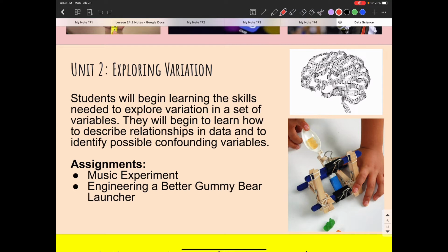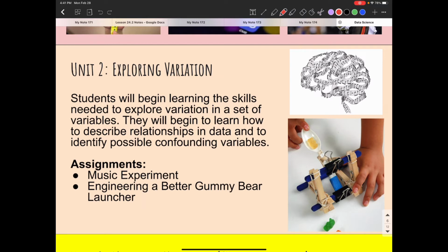Another thing we're going to be doing in the class is engineering a better gummy bear launcher. So in this study, we're going to integrate science and engineering with data science as students start with a basic popsicle stick and rubber band gummy bear launcher and collect data on the effectiveness of the design. How far do the gummy bears go with this particular design? Students appreciate that there's a lot of variation in their gummy bear launcher's performance, even when nothing has changed about the design. They also have the opportunity to modify their designs, adding more rubber bands or more popsicle sticks, and they collect data to see if their changes made an improvement.